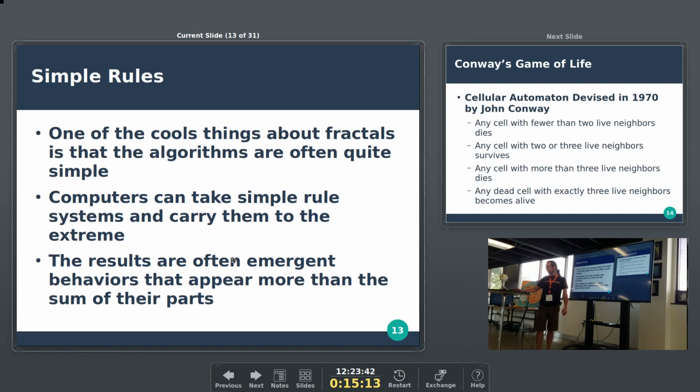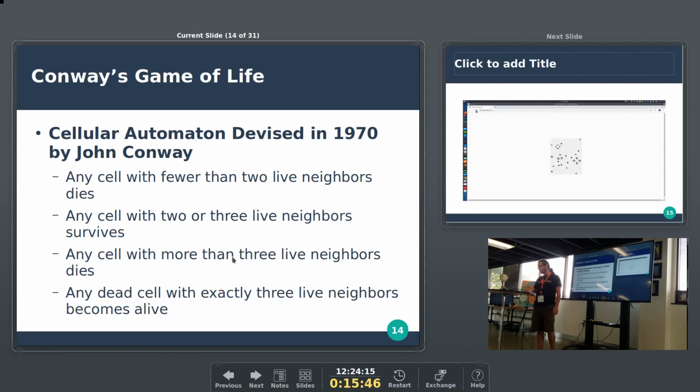And again, coming back to what I was just saying, one of the cool things is that this stuff is actually quite simple. It's pretty simple to wrap your head around. The power of computers is that they can apply these simple rules over and over and take them to the extreme. And because of that, you can get these emergent behaviors that can appear to be more than the sum of their parts. You get these systems that are informationally dense. They start with a very small seed of instructions or information, and they produce this rich set.